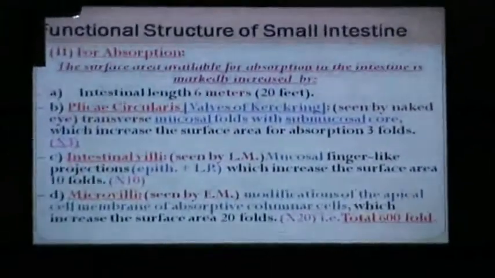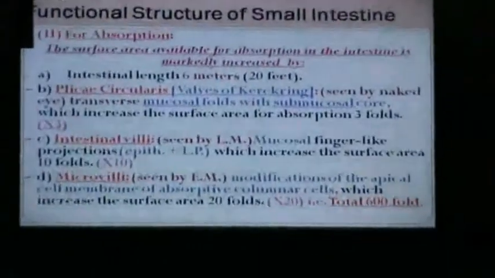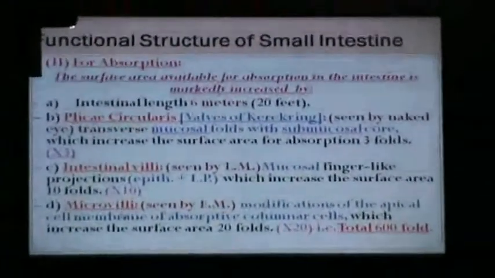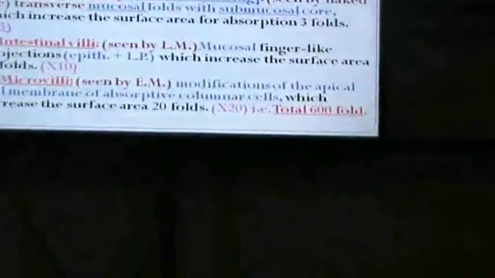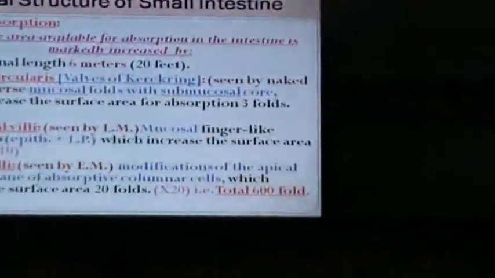It's extremely long, about 6 meters long. Now, we see these three important modifications. The first modification is called plicae circulares, also known as the valves of Kerckring. What are these plicae circulares? The valves of Kerckring.